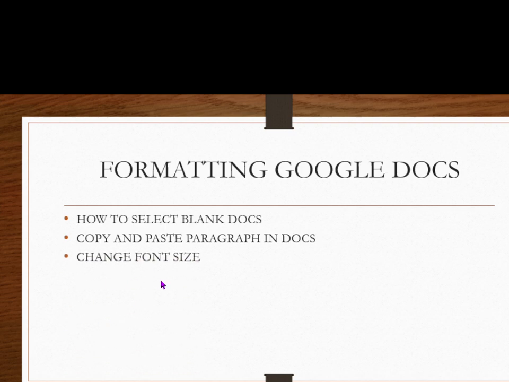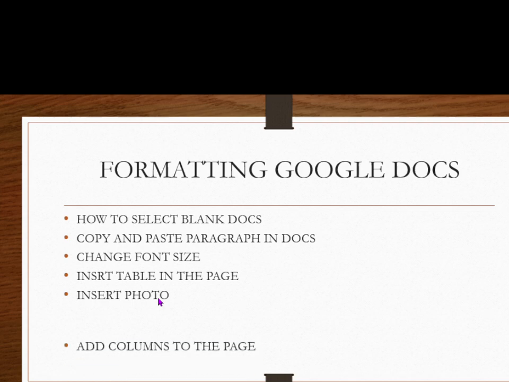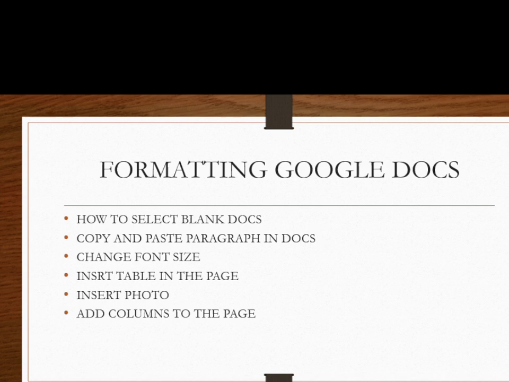We're going to change the font size. Then we're also going to insert a table into the page. Inserting the table is going to be slightly different from that of Microsoft Word. We're going to insert a photo, and this one is going to be unique. I can also add columns to the page, just the same. Say you have one column, two columns, three columns, a column to the left, a column to the right. You see that in Microsoft Word, and I'm going to show you here.